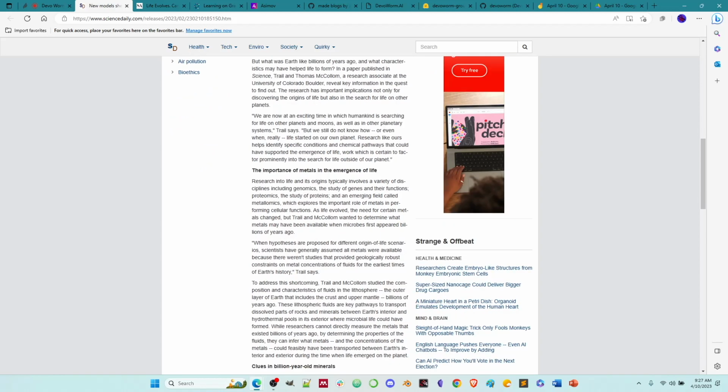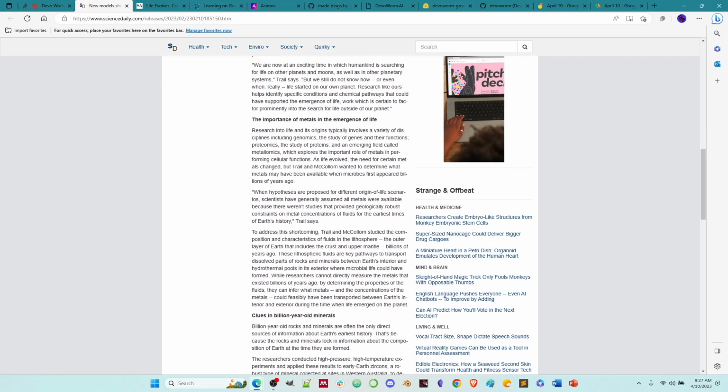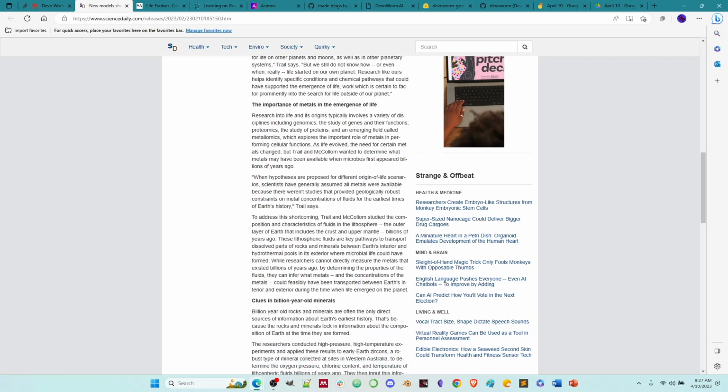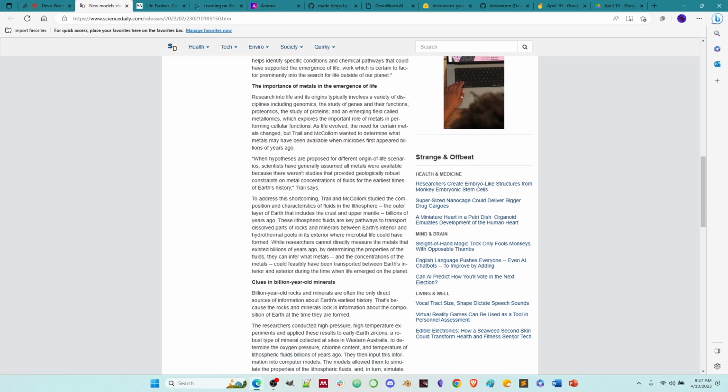And so metals are important in the emergence of life. And so when hypotheses are proposed for different origin of life scenarios, scientists have generally assumed all metals were available because there weren't studies that provided geologically robust constraints on metal concentrations of fluids from the earliest times of Earth history. So, this is a good example of sort of how to build a model and what to include and what not to include. You can include things as sort of constants, meaning you just assume that they're in the background, that they're present at a certain rate, or you can exclude things you don't find important.